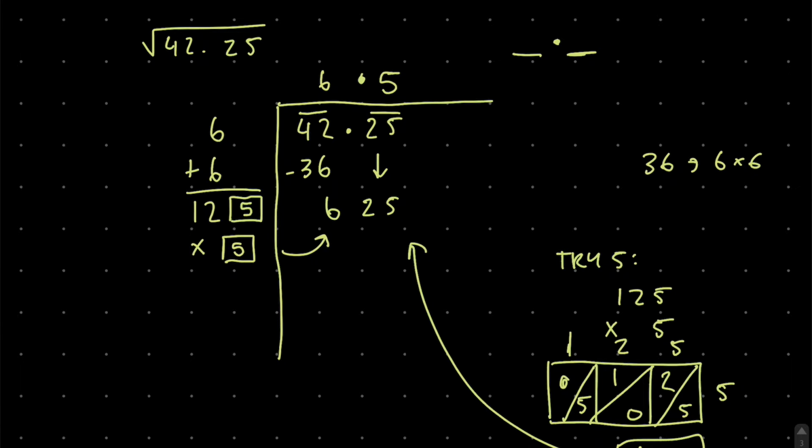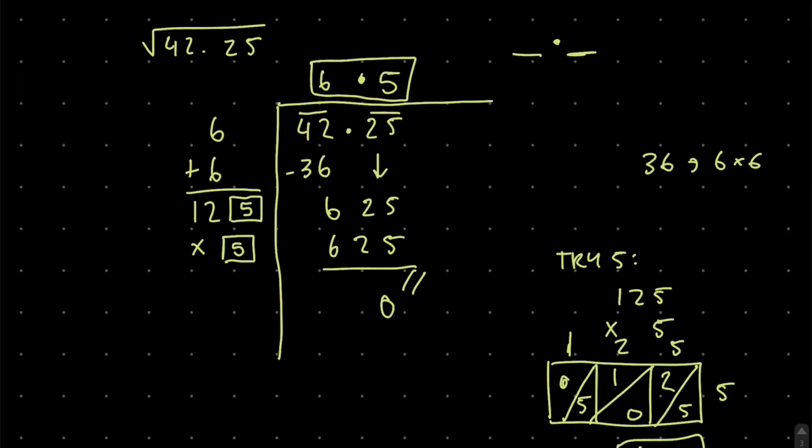And when we subtract 625 from 625, we get 0. So we know that there are no other remainders, there's no other values. So we have completely solved the square root. The square root of 42.25 is 6.5.